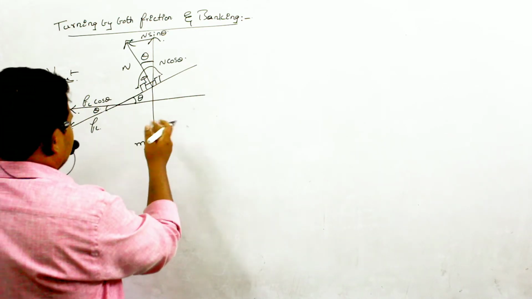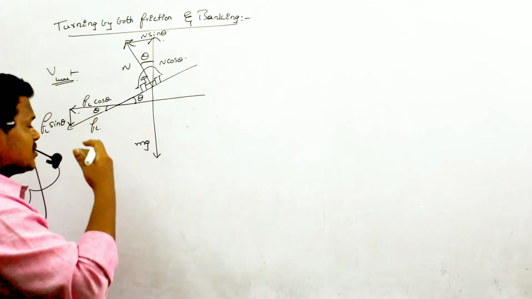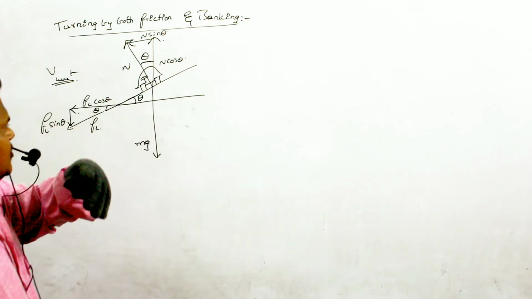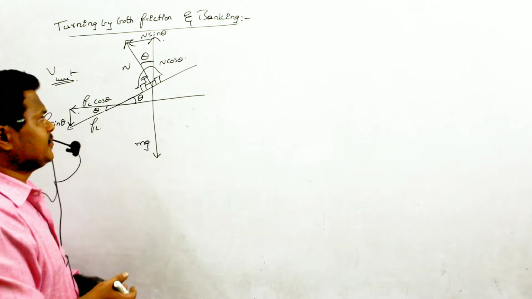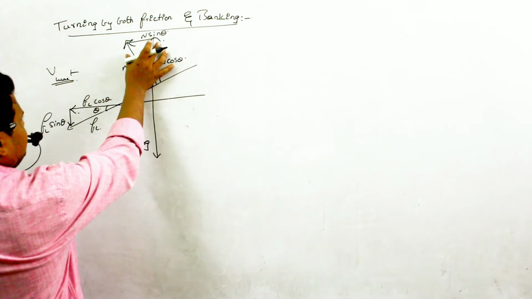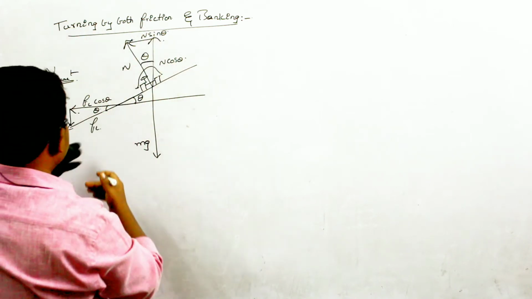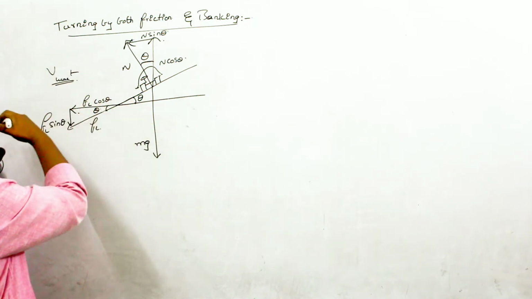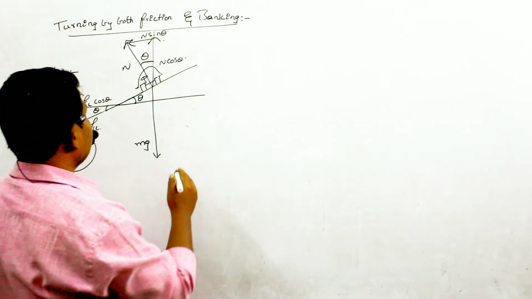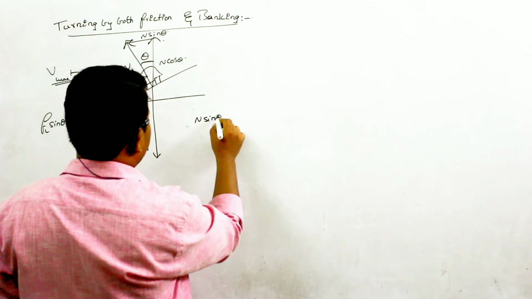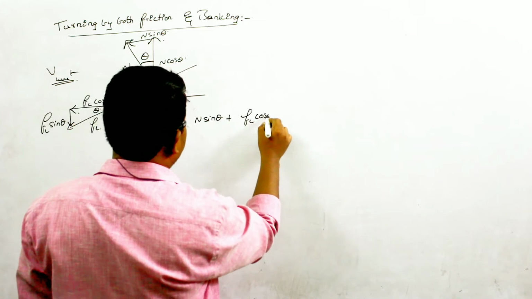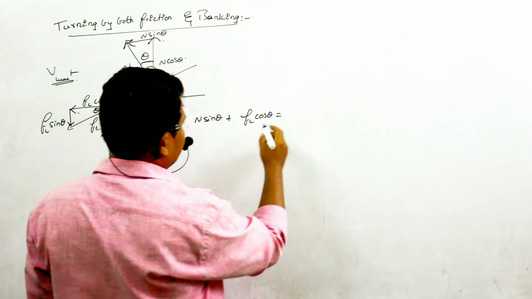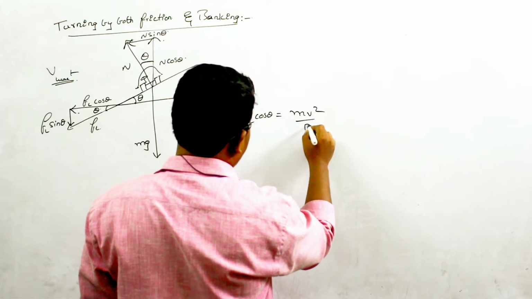Now if I see the force which is responsible for making this body move in a circular path: for any body to move in a circular path, definitely centripetal force is required. Now if I see here, N sin theta is acting towards the center of the circle. The center of the circle will be somewhere here. Similarly, this FL cos theta is also acting towards the center of the circle. So definitely I can say N sin theta plus FL cos theta, both of them are responsible for providing centripetal force to this car, which is given by mv square divided by r.